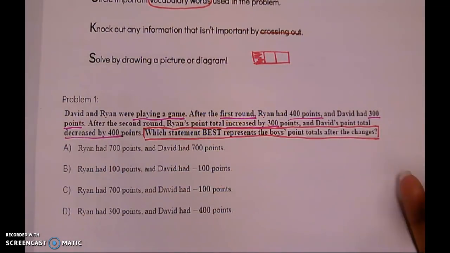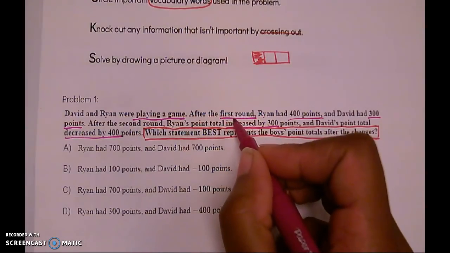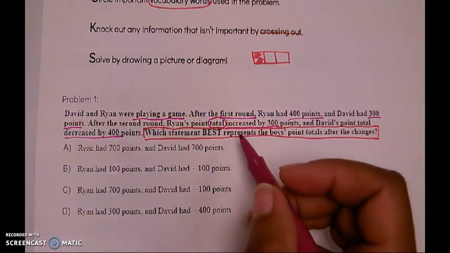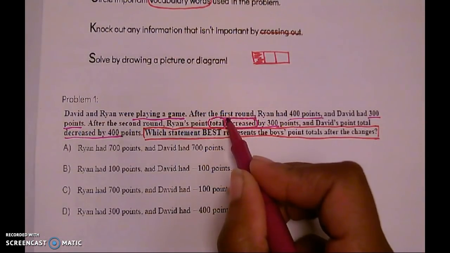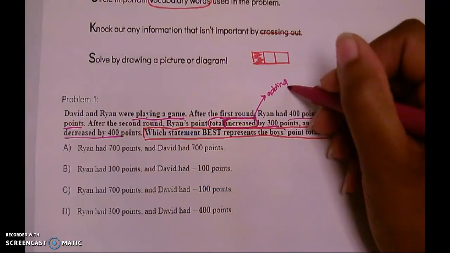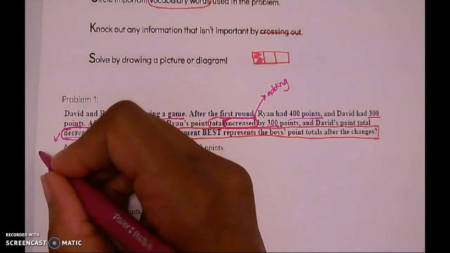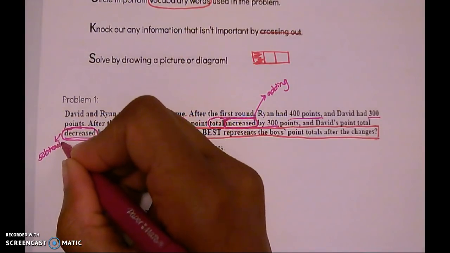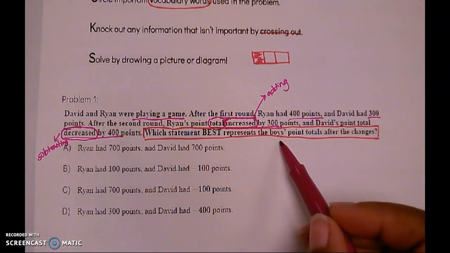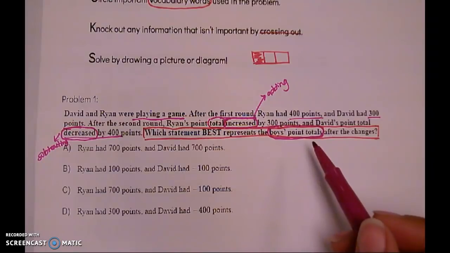Next thing I'm going to do is circle important vocabulary words. The first thing that I think is important is total, because that means we're summing everything up. And then increase. Increase to me means we're adding. And decrease, if some points decrease, that means we're subtracting. And then I think which statement best represents the boys' point totals after the change. I think that's important because that lets us know what we're looking for.